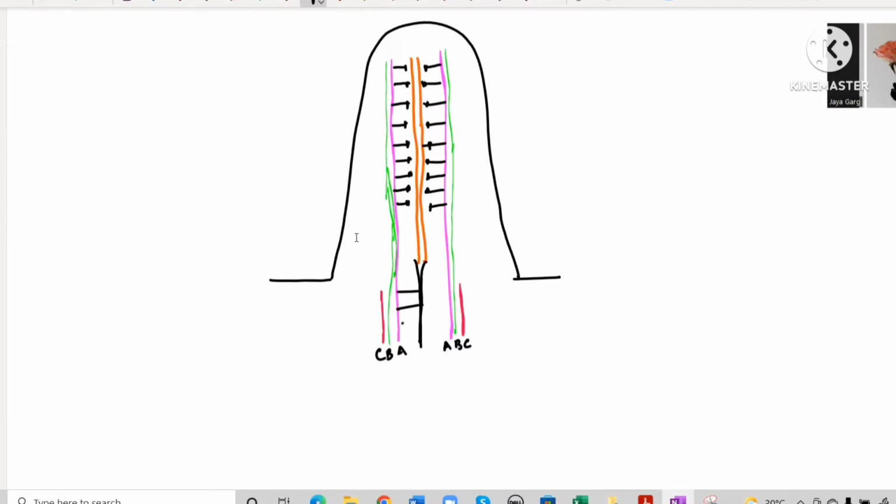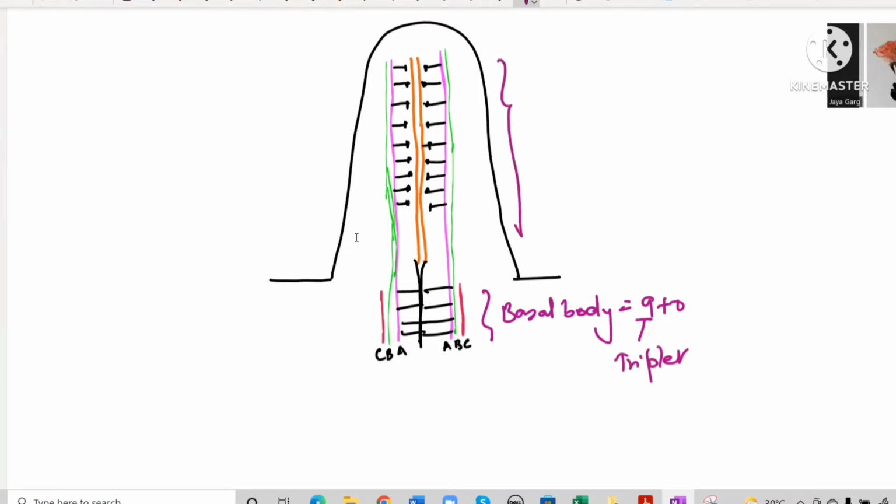And the radial spokes are touching it. This way, if you learn it, I think it will be helpful for you. So in the basal body, you will write it. In the basal body, you'll remember 9+0, and this 9 is triplet. And here you are saying axoneme, and axoneme means 9+2, and this 9 is doublet.